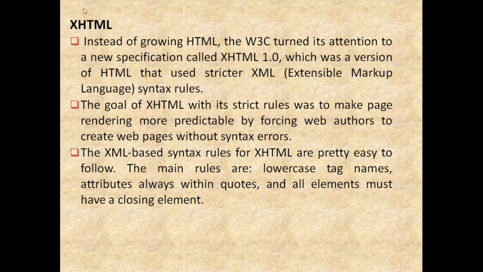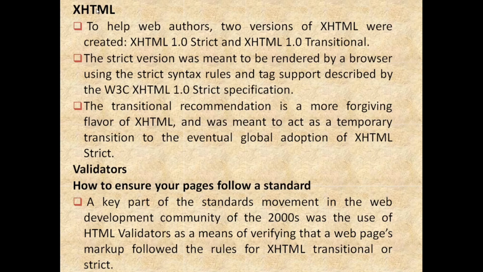Okay, so I hope we understood what is meant by XHTML. XHTML is a combination of HTML markup language and XML markup language, but with stricter syntax rules. And those syntax rules are also very simple to follow. We have seen them now. Next, continuation of XHTML. To help web authors, two versions of XHTML were created: XHTML 1.0 strict and XHTML 1.0 transitional.